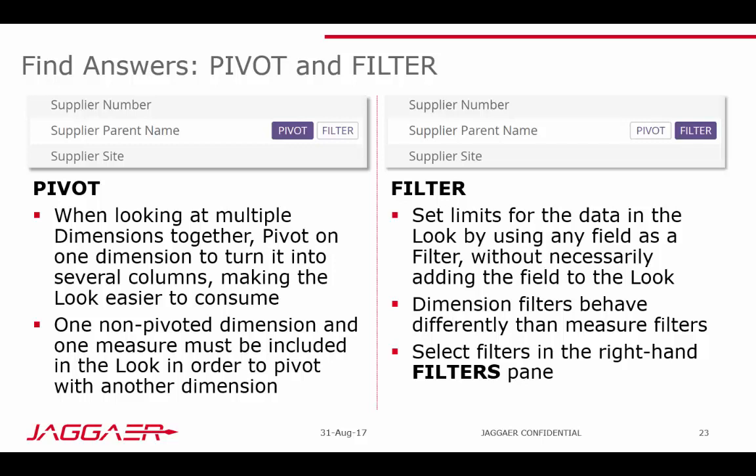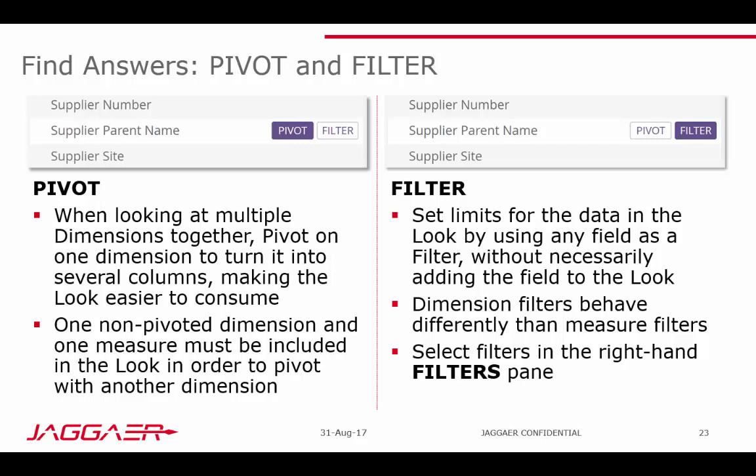you're looking at multiple dimensions together. You can pivot on one dimension to turn it into several columns, which makes the look easier to consume. Instead of listing out each row separately for year, let's say, you can make the year into different columns and compare them side by side. If you do use a pivot, one non-pivoted dimension and one measure must be included in the look in order to pivot with another dimension.